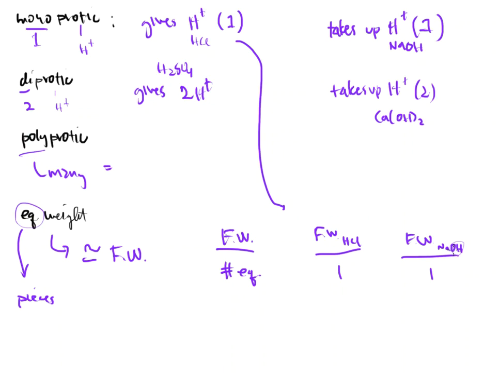All right, well, in the diprotic versions, I would take the formula weight of H2SO4, and then I would divide it by 2, because there's 2 protons that are there. There's 2 equivalents. So it's half of the formula weight. That's the equivalent weight for sulfuric acid.